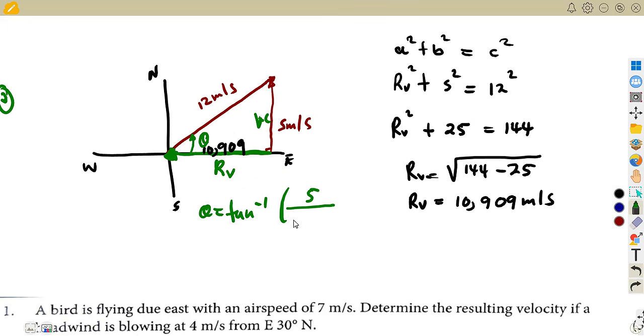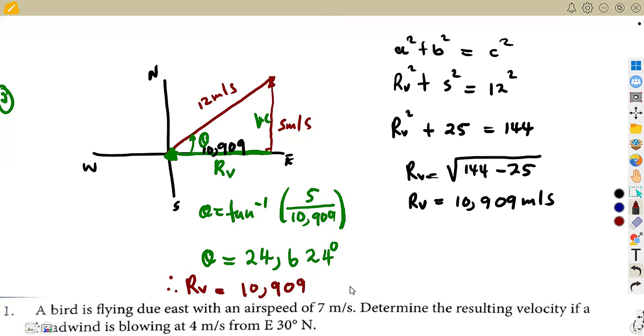All right. So that is 10.909. So that's it. We are going to have our theta in that case. So theta is equal to arctan. If you find this, that is going to be 24.6237 and so on, which is 24 degrees. So therefore, it simply means our resulting velocity RV is equal to 10.909 meters per second, at the direction now.